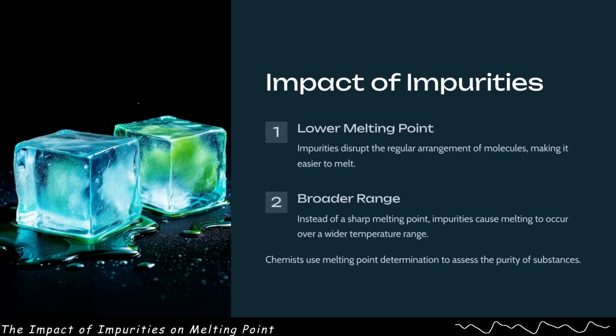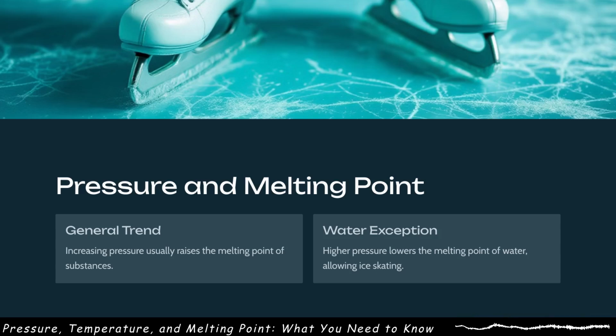Impurities typically lower the melting point and create a broader melting point range instead of a sharp, specific temperature. It's like trying to build a perfect brick wall. That's your pure substance with a clear melting point. Now imagine someone throws in some rocks, sticks, and random pieces of metal while you're building. That's like having impurities. They disrupt the perfect arrangement of your molecules, making it easier for the structure to fall apart or melt, and harder to predict exactly when it will happen. This is why in chemistry labs, we actually use melting point to check the purity of substances. Pretty clever, right?